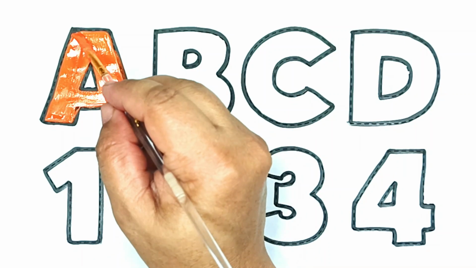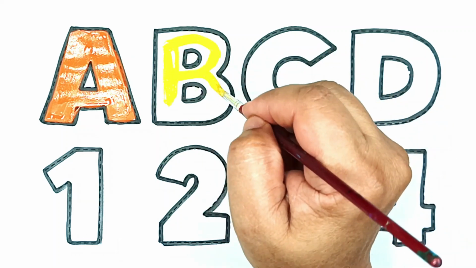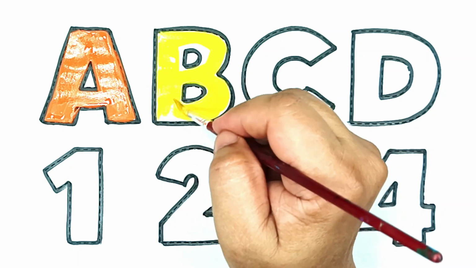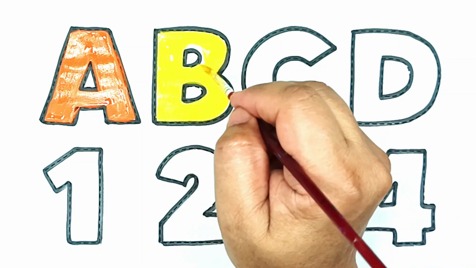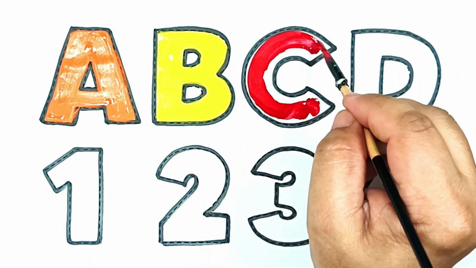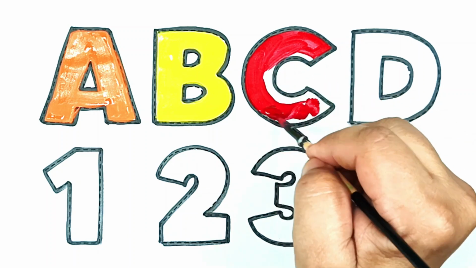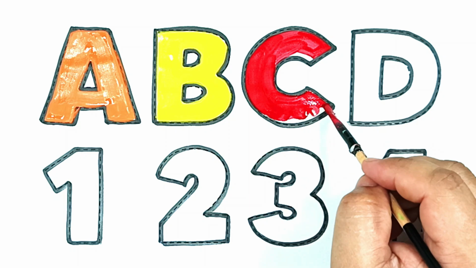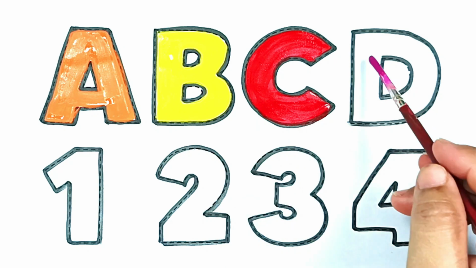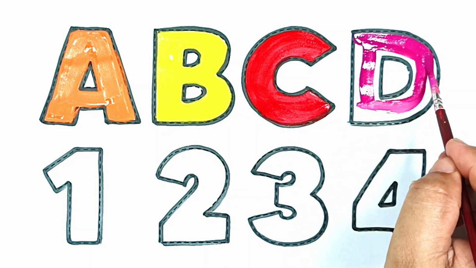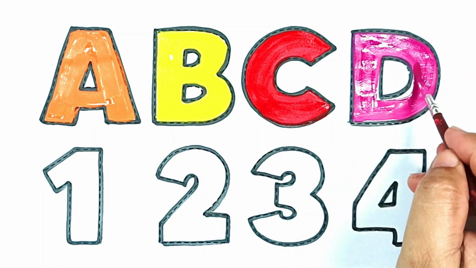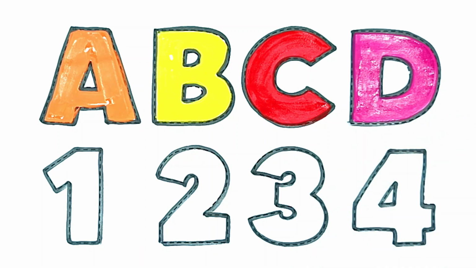A is for airplane. It flies in the sky. B is for baby. Sometimes it may cry. C is for clock. It tells you the time. D is for diamond. See how it shines.